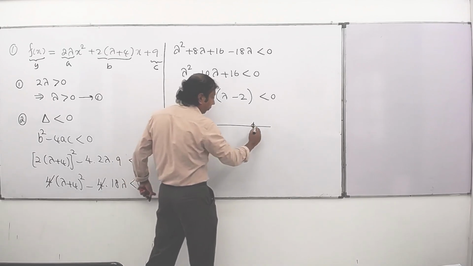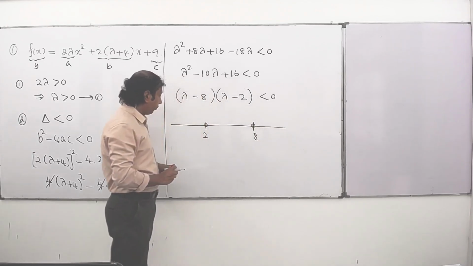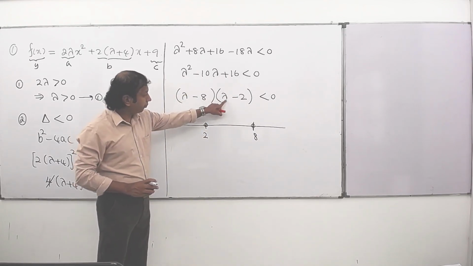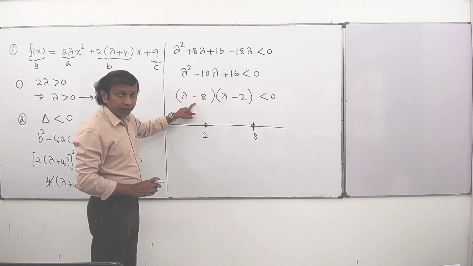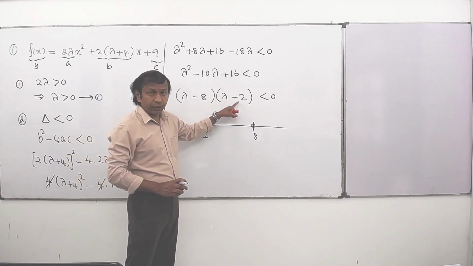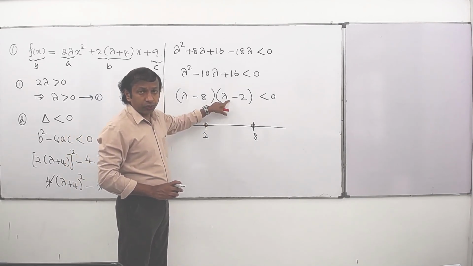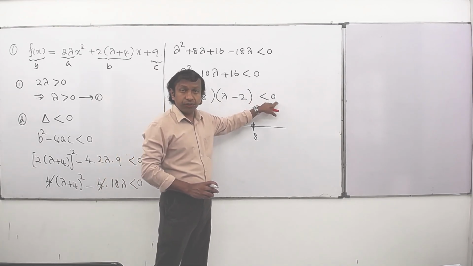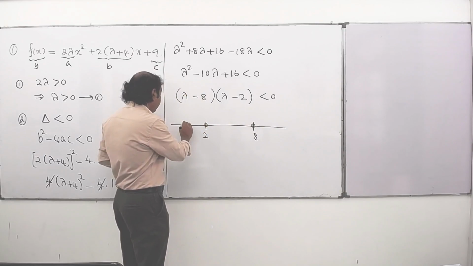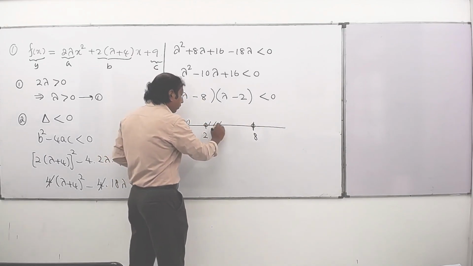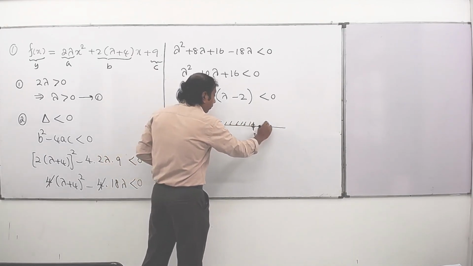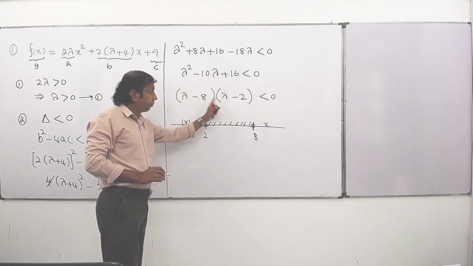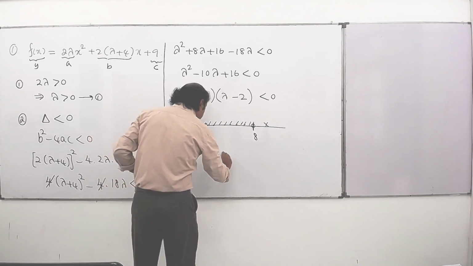Right. Now, 0 lies in this interval. Put 0 in place of lambda. 0 minus 8 is minus 8, 0 minus 2 is minus 2. Minus 8 into minus 2 is plus 16. We get plus 16 less than 0, which is wrong. So this region does not satisfy. Then this will satisfy, this will not satisfy. So the region of lambda which satisfies this inequality is between 2 and 8 like this.